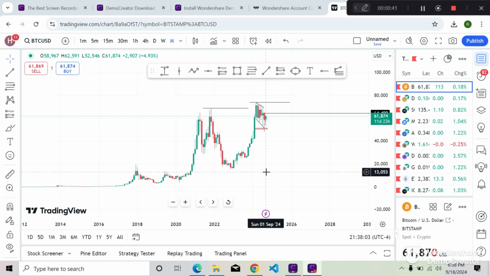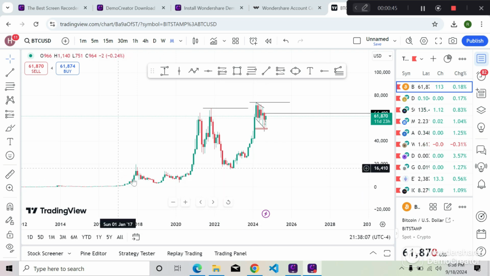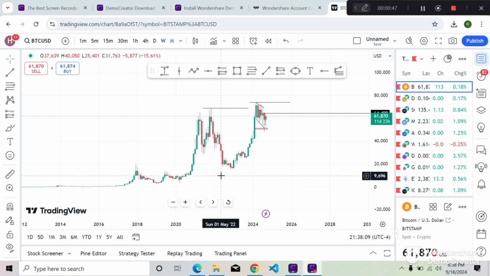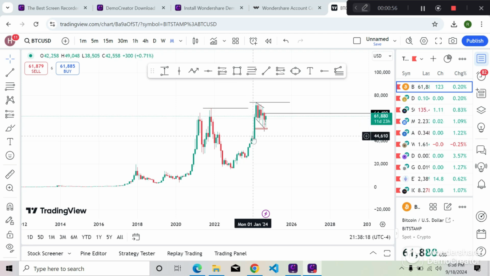So, checking on the monthly time frame, you can see what BTC is doing. BTC is quite bullish. It just broke above a resistance, and immediately after that, on the monthly time frame, it started correcting.